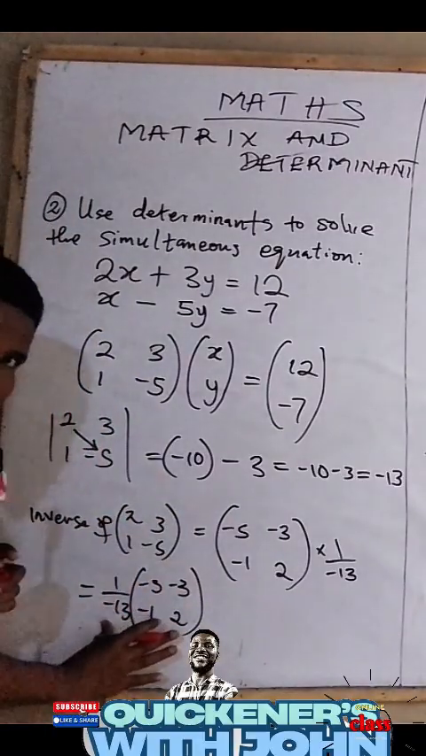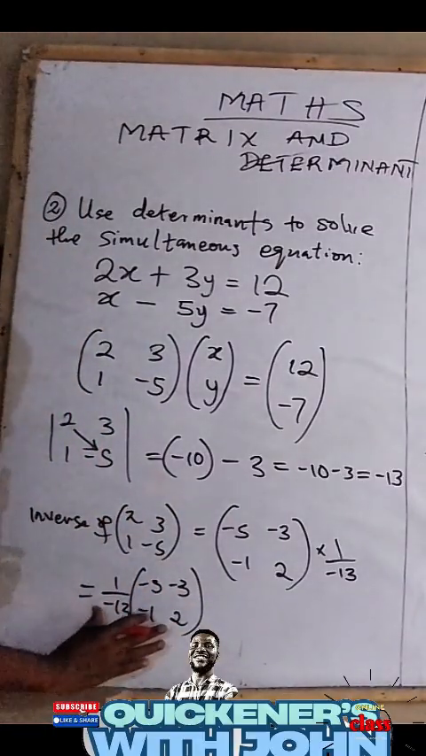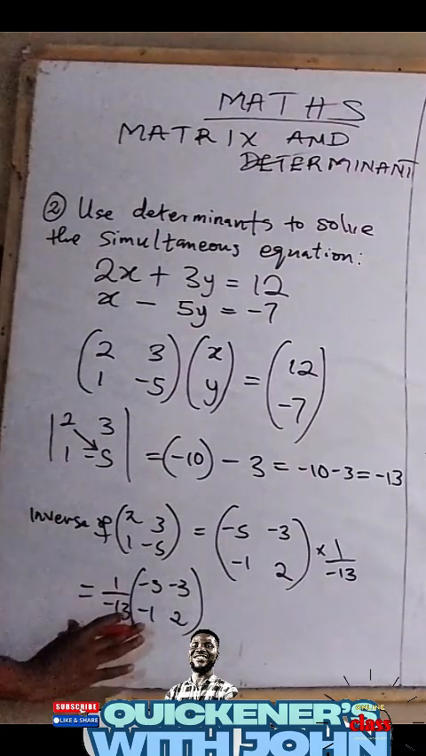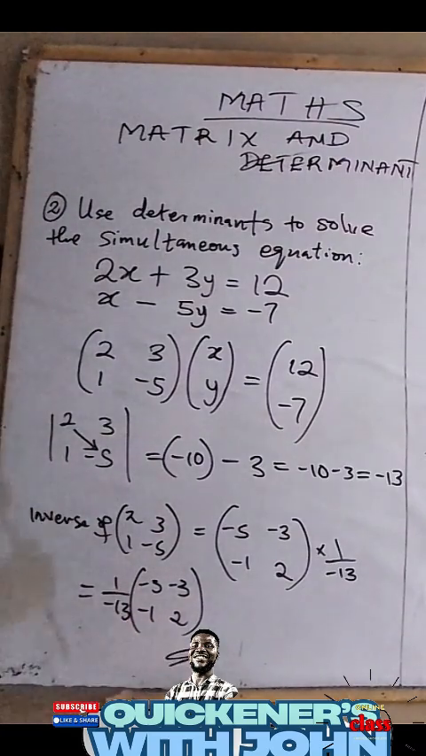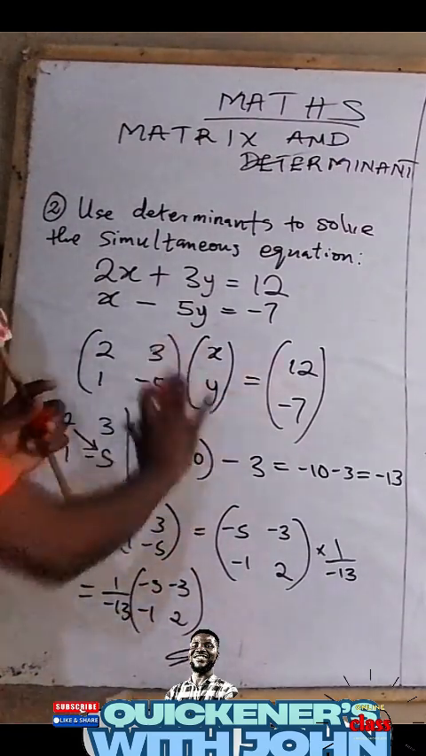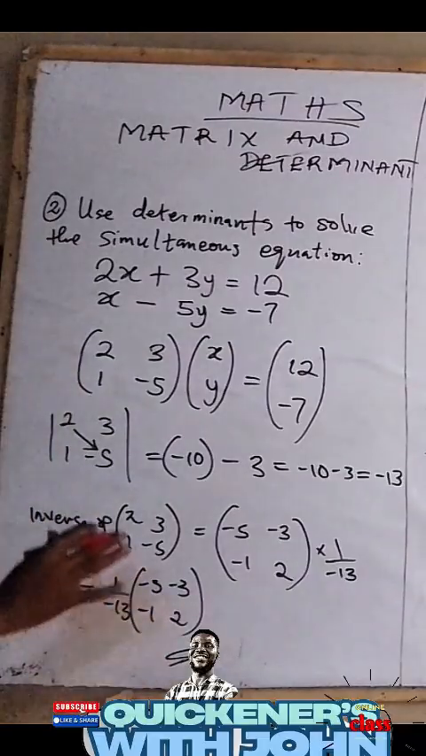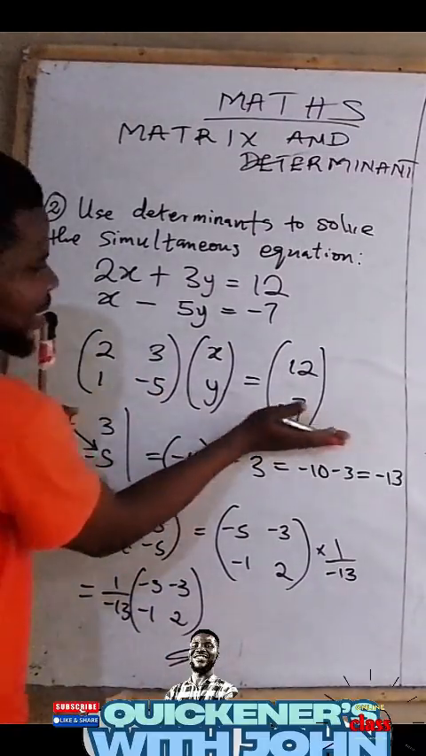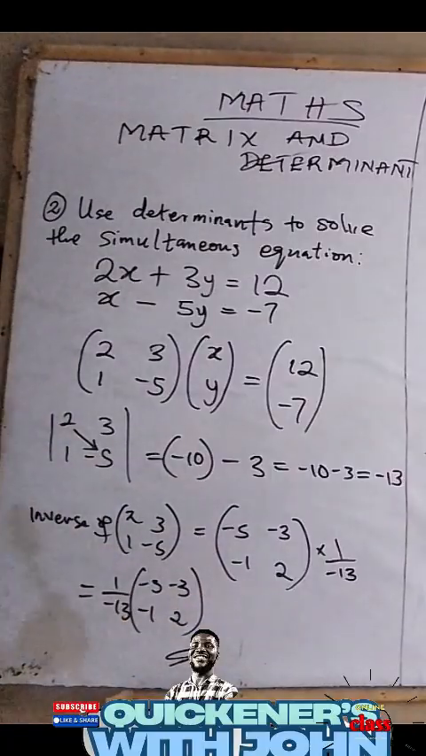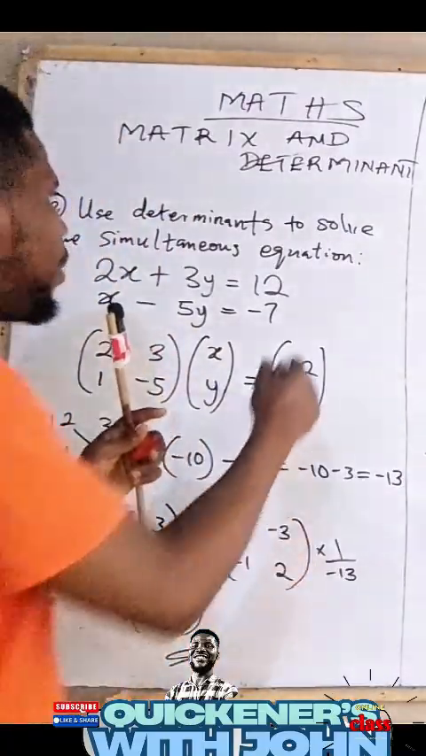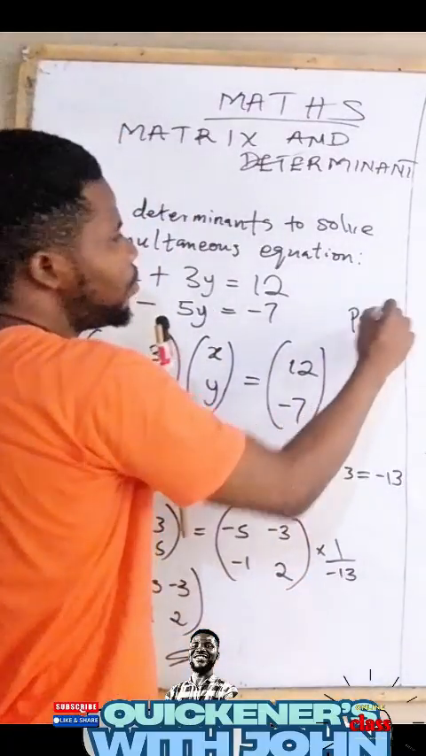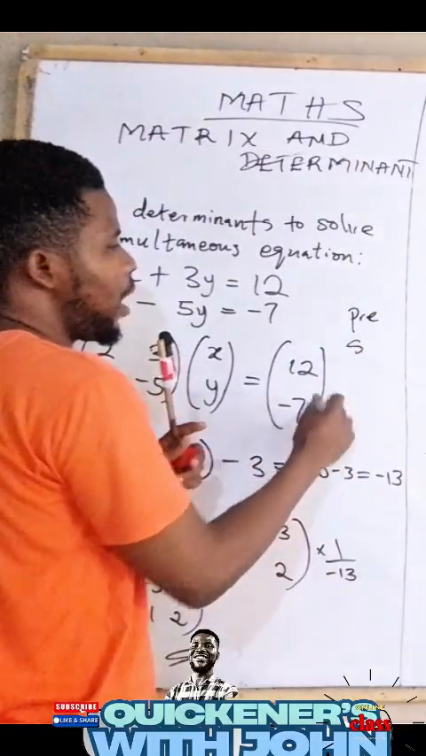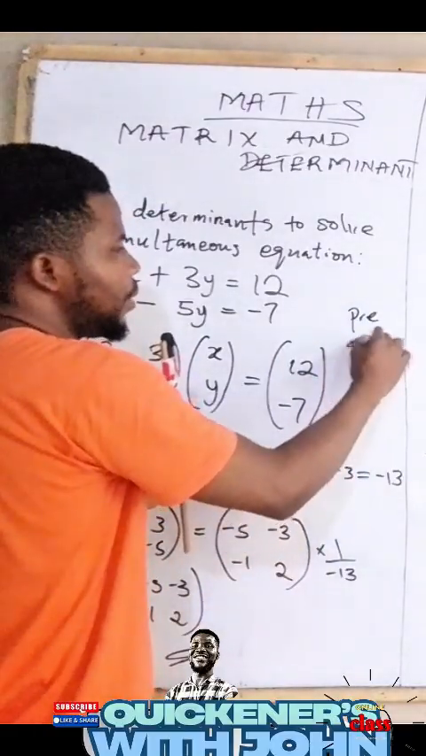Now after you have done this, remember this is the inverse. Okay, this is our inverse. Now to get the solution to this equation, we are going to multiply this side and this side by the inverse. We will pre-multiply. We have what we call pre-multiply, and then post-multiply.